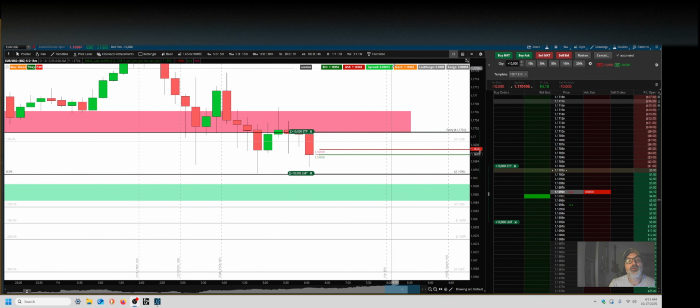13, 12, 13. It was at 14 before, 12. Let's see if we can get to 11. There's going to be a specific number that it's not going to go below. There you go, see 11 right there? We just hit 11. That's a new candle that's just forming. Let's see if we can maintain that spread between 11 and 12.